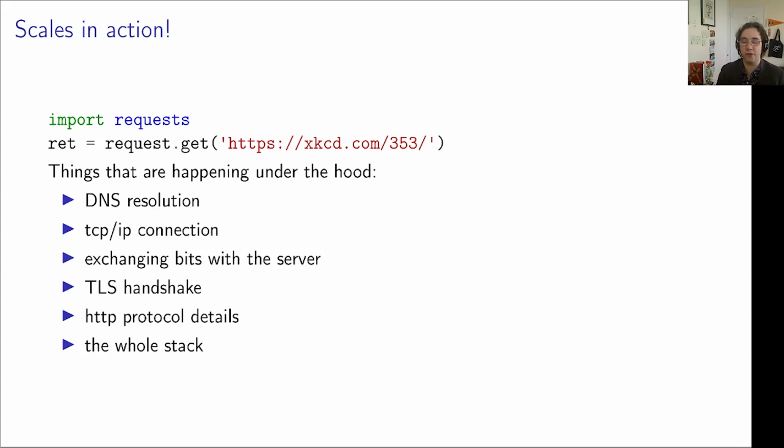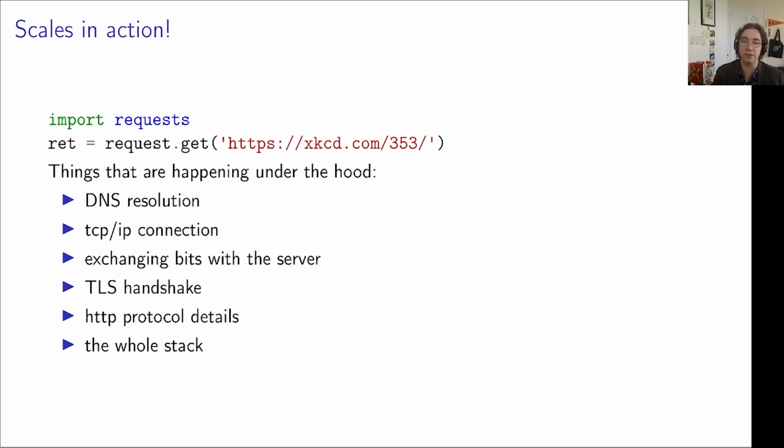There's the DNS resolution to figure out what the IP address of the XKCD server is. Once we know that, we set up a TCP connection and send some bits back and forth. Some of those bits are going to be the TLS handshake. Some of those bits are going to be the HTTP protocol, which is a non-trivial protocol. And then, if we're feeling particularly pedantic, we can go back to the third slide where we go through the whole stack back down to the quarks on both my machine and the server, and we haven't even talked about the network stack yet.